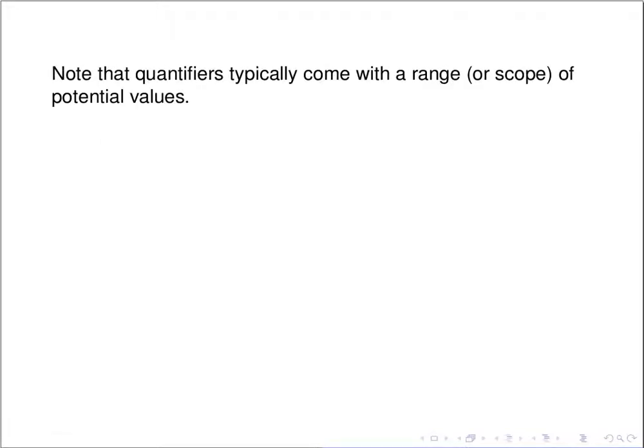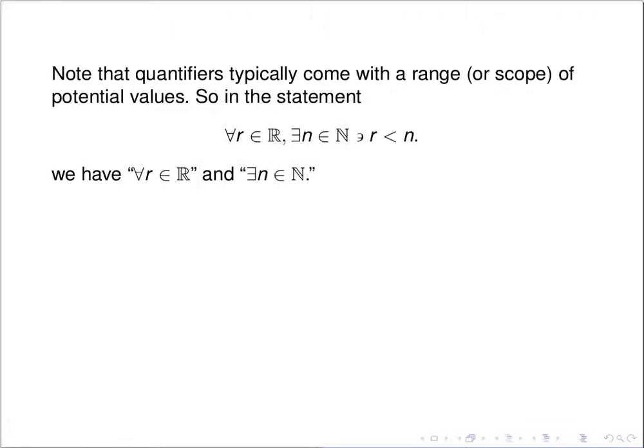Now, one thing to notice that we haven't pointed out yet is that quantifiers typically come with a range or a scope of potential values. So for example, in this statement, for all r in the real numbers, there exists n in the natural numbers such that r is less than n. The for every quantifier, the for all, says for all r in the reals. And the existential quantifier says there exists an n in the natural numbers.